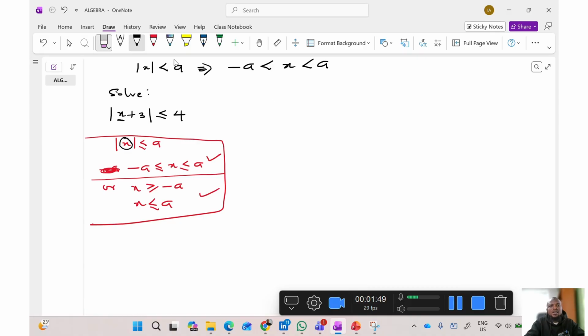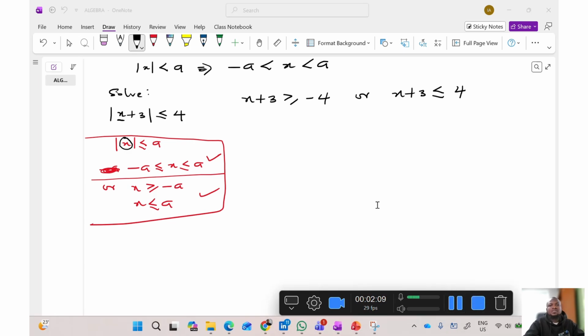So I can write it as x plus 3 greater than or equal to minus 4, because it will be minus 4 less than or equal to x. That means x is greater than or equal to minus 4, or x plus 3 is less than or equal to 4. I hope this is understood.